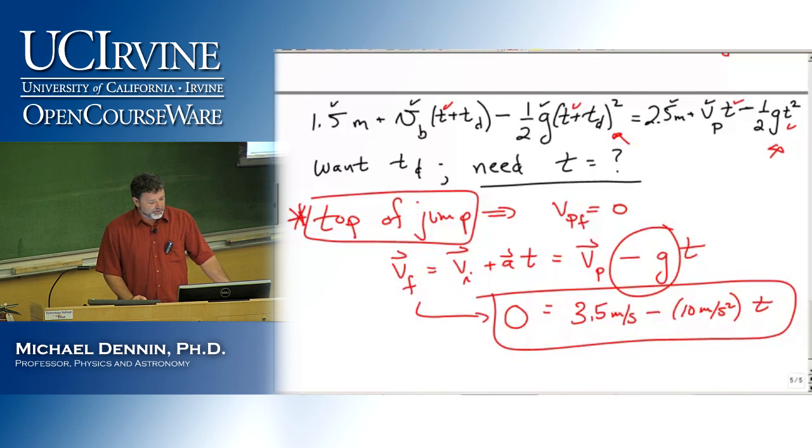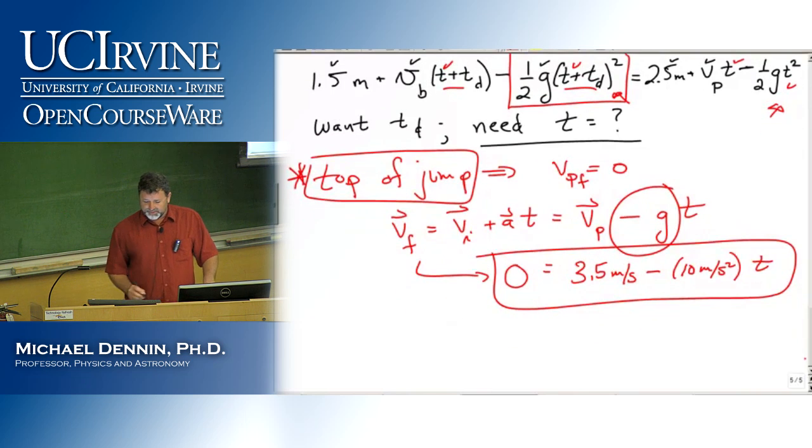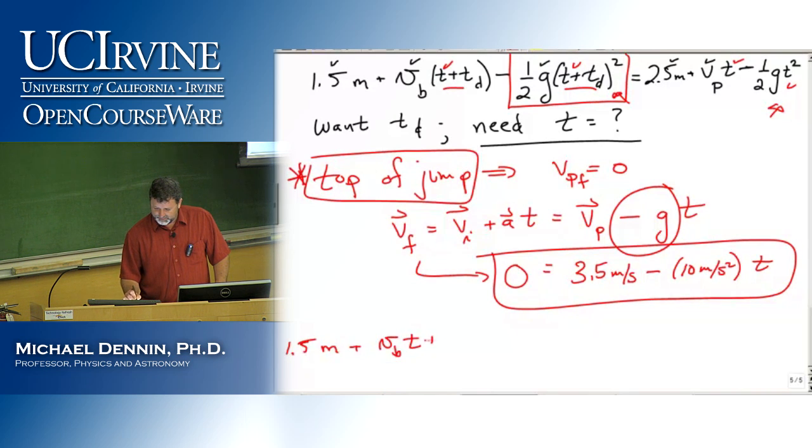And the algebra is a bit longer than what we've done. I'm not going to do it here, but I do want to highlight one thing. Notice it's t plus td squared. A common mistake in a problem like this is to write an equation that looks like this. Well, let's put the right minus sign in.